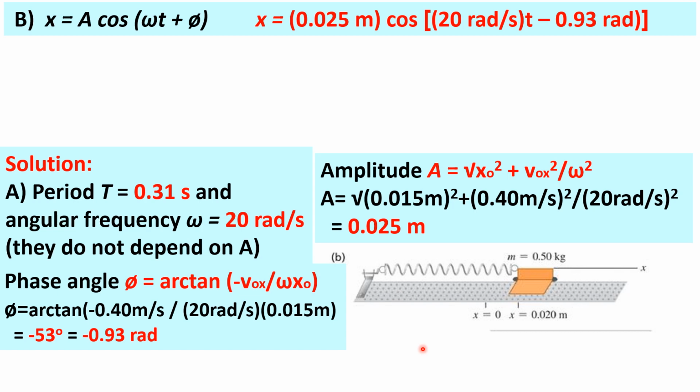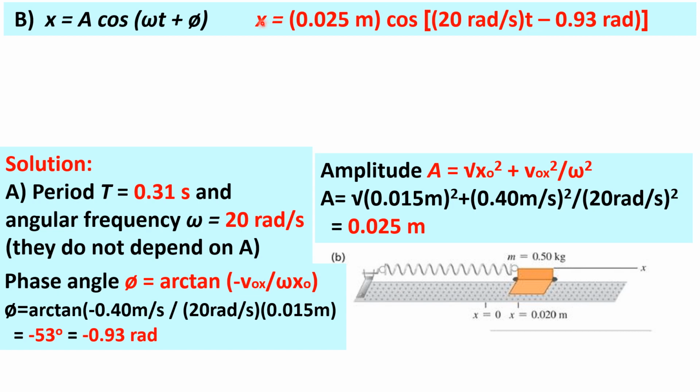Alright, so for the displacement, we have this general formula: x is equal to the amplitude multiplied by cosine of the quantity omega t plus the phase angle phi. We know what the amplitude is, what the omega is, and the phase angle phi. So we just write them as a function of time t, of course.